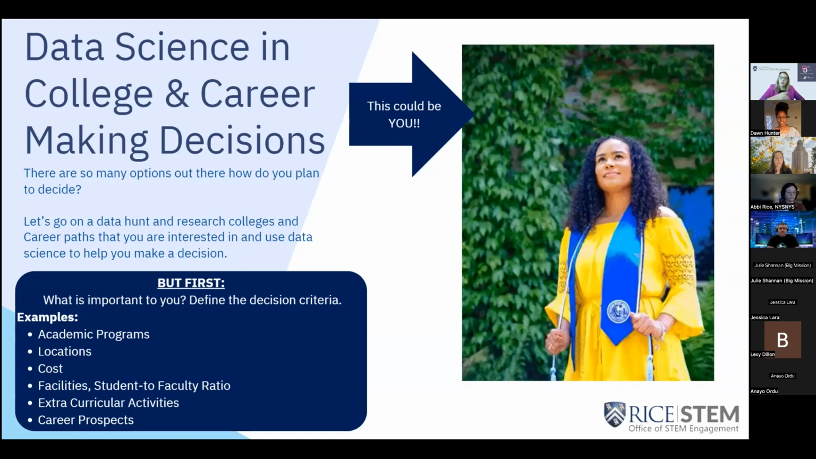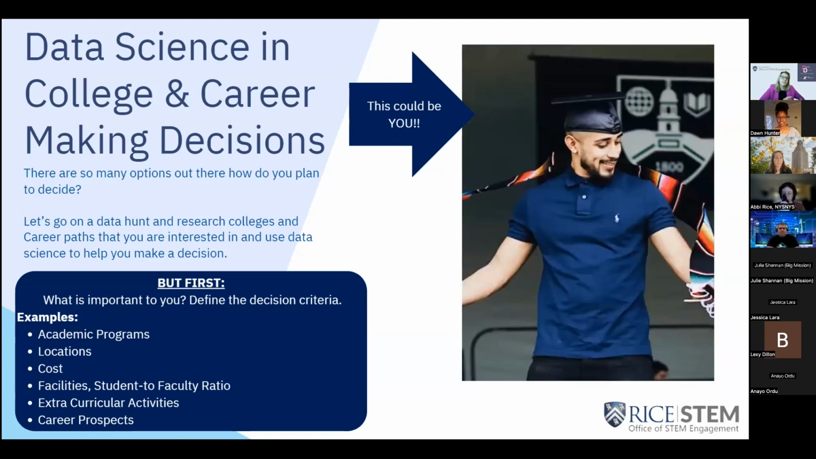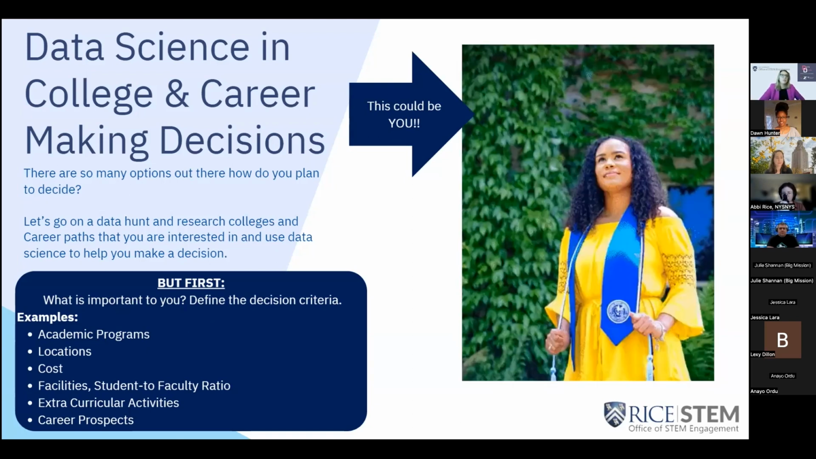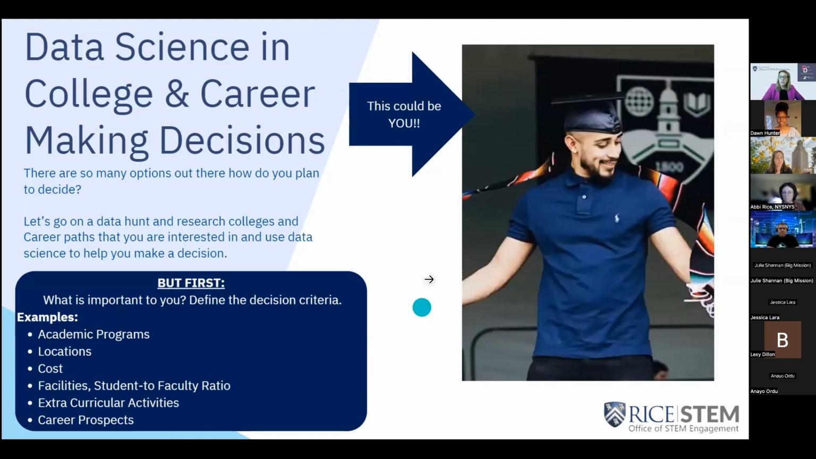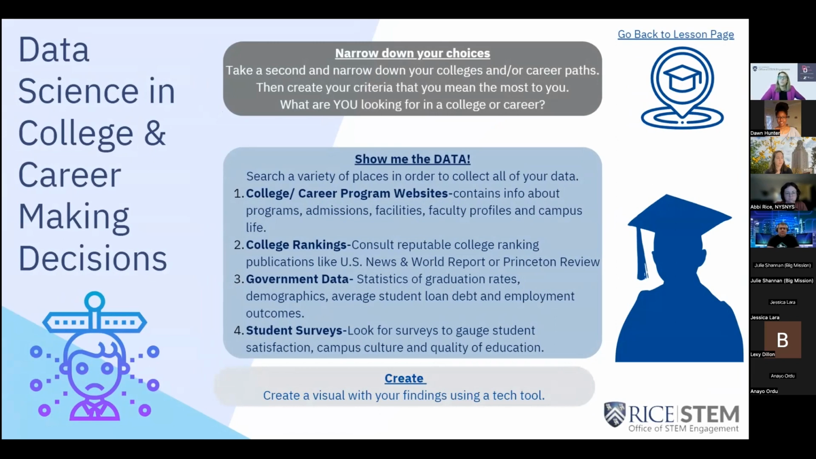So they thought of what questions they needed to look at and then where to go to hunt and research to create that data. And then it helped them fine tune. So we showed them college and career program websites, college rankings, government data, student surveys, all of the things that they would need to really make an informed decision. And then they created a visual with their findings using a tech tool.